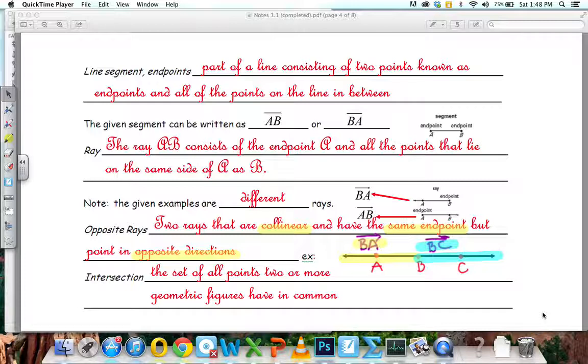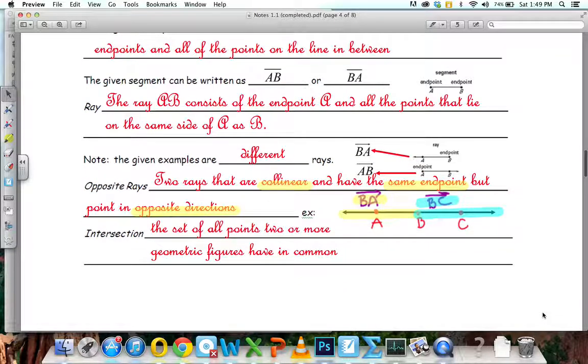And then a ray consists of an endpoint and all the points in one direction on that ray. So if I look down here at these 2 rays, this first ray is BA. Notice I start with the endpoint B, and then all the points that are on the same side of B as A, and my arrow is drawn from B, and then I have an arrowhead in the direction of A. And then this ray down here is ray AB. Starts with endpoint A, moves over to B, and it's all the points on the same side of A as B. And notice that my arrow is now pointing in the direction of B. These are 2 different rays. These are not the same ray.